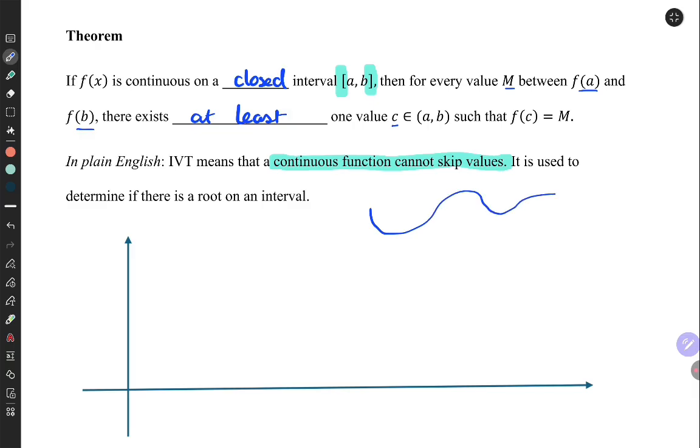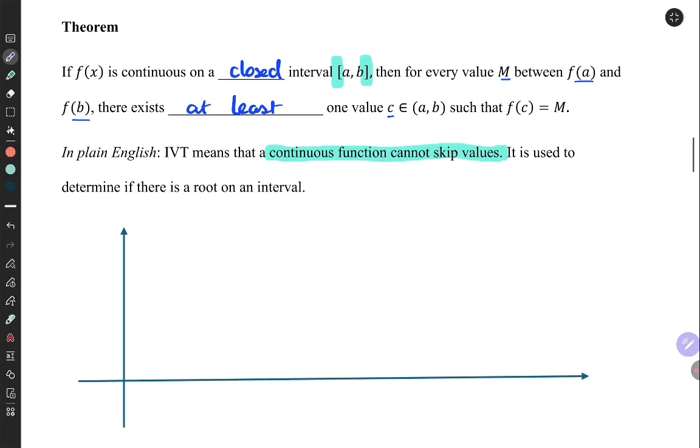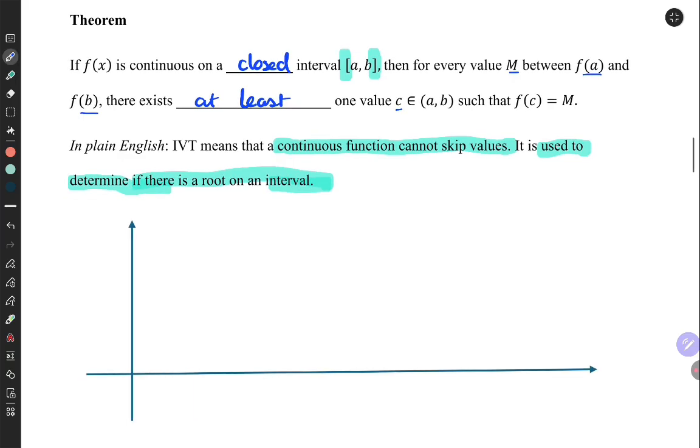That's it. Then, if it's so obvious like that, why do we study it? Why do we need that theorem? It is used to determine if there's a root on an interval. It's really obvious, but also very powerful at the same time.